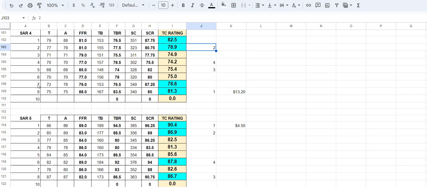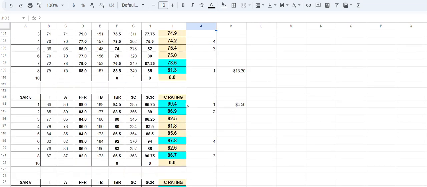Saratoga 5. The 90.4 was our top rating, and it did produce the favorite. Paid $4.50. We had the exacta, the trifecta, and the superfecta out of an 8-horse field. The grid pointed us in the direction of the top 4.